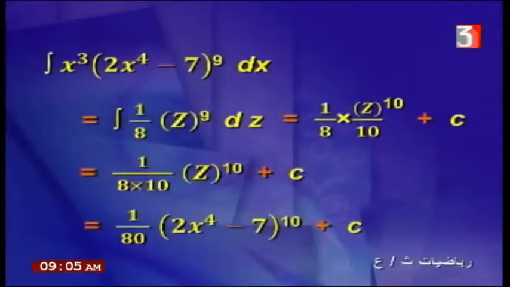We can substitute back for z with 2x power 4 minus 7. The integration equals 1 over 80 times 2x power 4 minus 7 all to the power 10 plus the constant c.